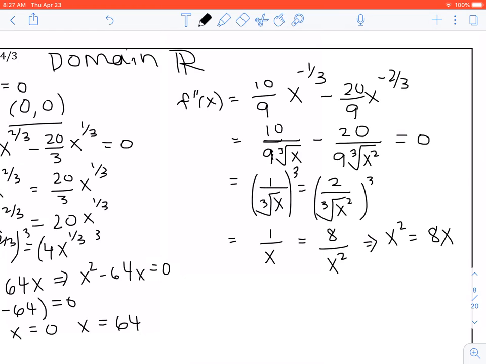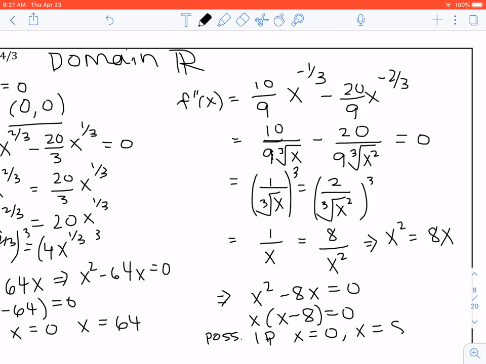And then moving everything over to one side, I have x squared minus 8x is equal to 0. Factoring that x out, we get our possible inflection points are at x equals 0 and x equals 8. And then if you look back up at the second derivative that we had at the very beginning, are there any values of x that make our second derivative undefined? And yes, we do. That is at 0, when we already have that one as our possible inflection point.